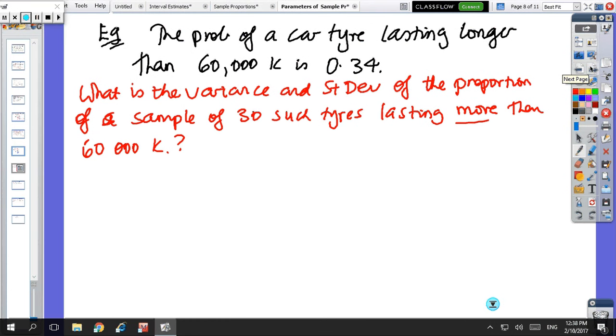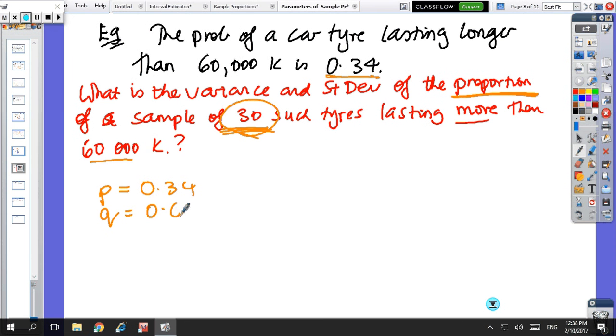Okay, so we've got the probability of a car tyre lasting longer than 60,000 is 0.34, and obviously the other event is going to be 0.66. So what is the variance and standard deviation of the proportion, not the number of cars, the proportion of this sample of 30 such cars lasting more than 60,000 K? So here's our sample size. The first thing we do is we write down what we know. We've got P equals 0.34, Q equals 0.66, and the sample size is 30.